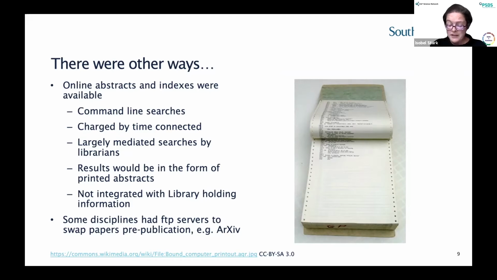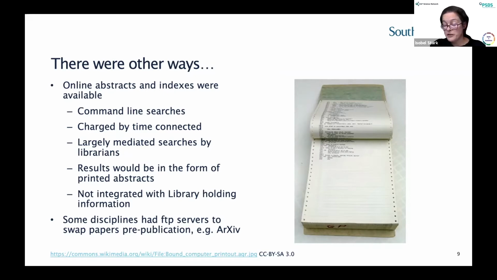In the 1990s, some disciplines, high energy physics, were ahead of chemistry, still are, I would say, for swapping papers pre-publication. And arXiv did exist back then as an FTP server. But it was a hard slog trying to find out what had been published in your area.